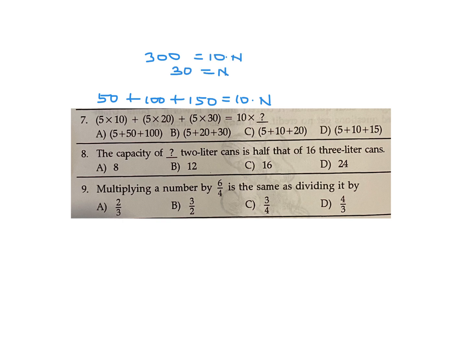So the answer is 30, but interestingly, they don't give 30 as an answer choice. They give you numbers that add up to something. So which one of these adds up to 30? It would be this one here. 5 plus 10 plus 15 is 30, and therefore D is the answer for number 7.